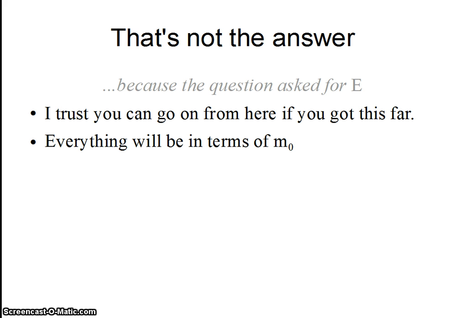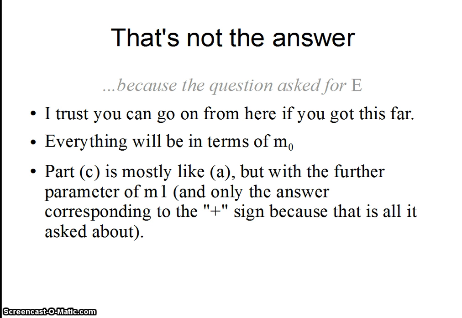Part C is a little more work, but you've actually got all you need for that as well. Everything's going to be in terms of the initial mass, because I never told you that. Part C is really mostly just like part A, but I also have a further parameter of the mass of the lighter particle. And I only care about the plus sign because in the statement of the question it says it's going forward. So you've got enough to clean up here. It's not a lot different from what's already done.